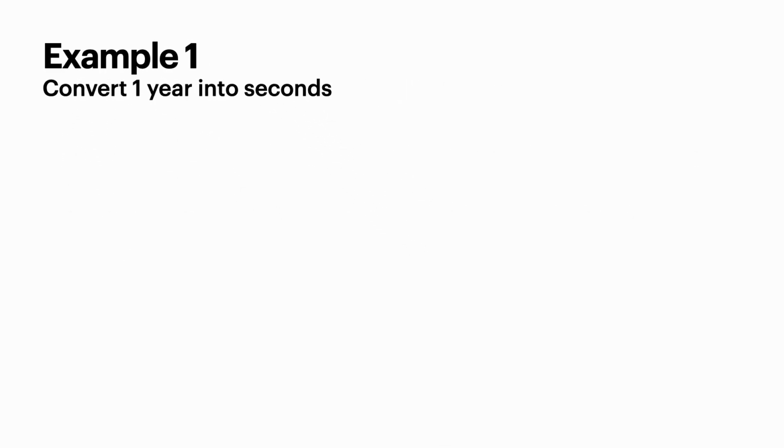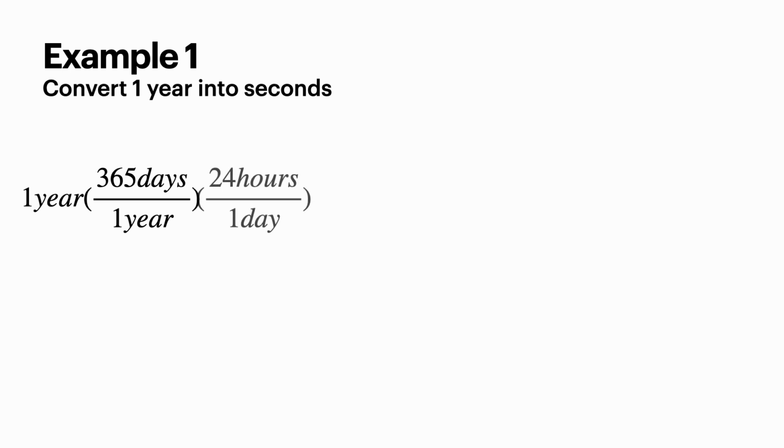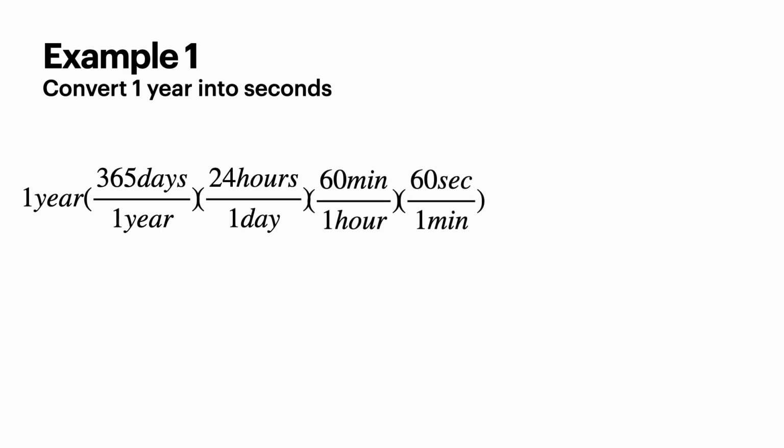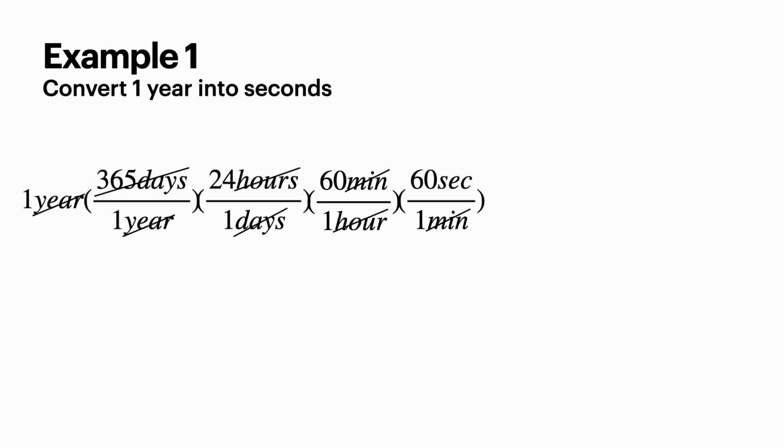Let's look at examples. So we want to convert 1 year into how many seconds? So we start with the unit that we're in, and then we'll convert it to the next smallest unit, which would be days. So we have 1 year equals 365 days, 1 day equals 24 hours, 1 hour equals 60 minutes, 1 minute equals 60 seconds. We will cancel what we can, year over years, days over days, hours over hours, minutes over minutes. Finally, we're left with seconds, which is what we were asked to find.